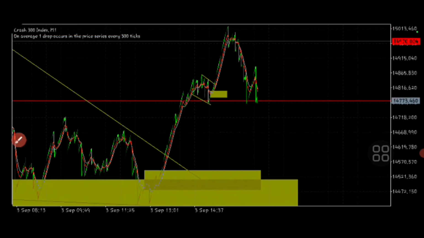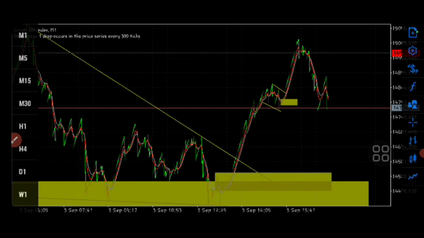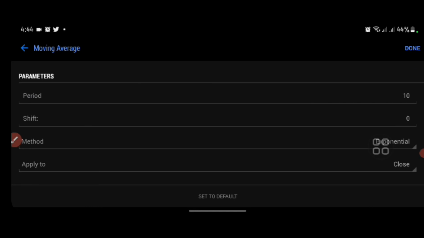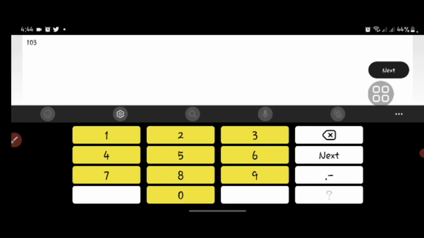So a lot of people have been asking the setting of my EMAs. I actually use 10 and 15 period EMA. Like if you go to my setting, you see it here. I have the 10 period, and sorry for that. Let me just go back. Okay, let me delete it.